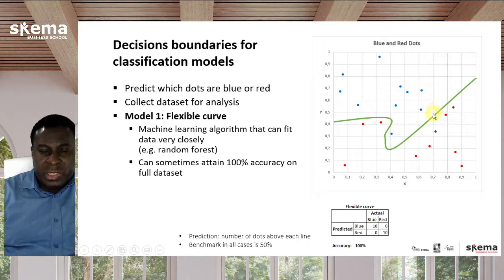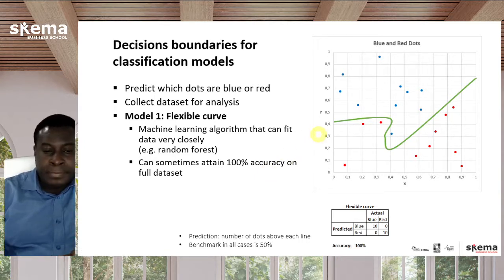So the flexible curve is created by a very flexible advanced model that can fit data very closely. An example might be a random forest, that if you create enough decision trees, like maybe 100, 500 trees, can create a very curved looking line that really fits the data. And it can attain up to 100% accuracy on the full data set.